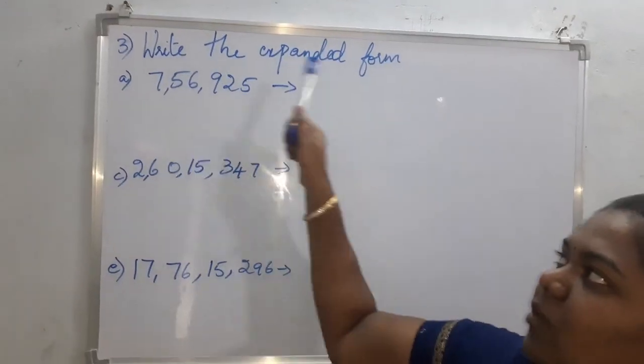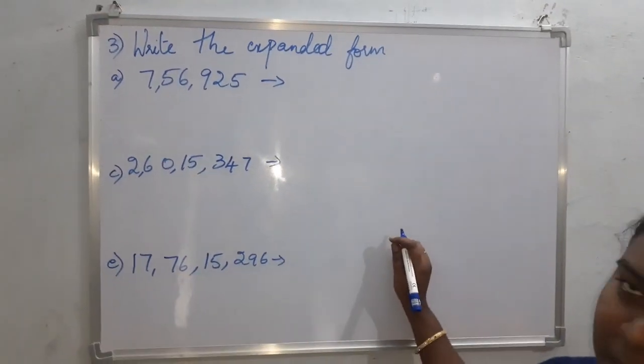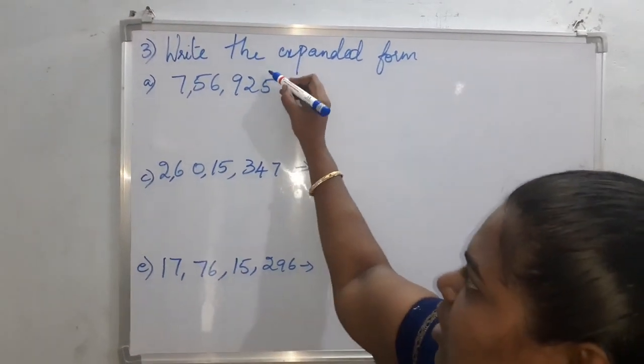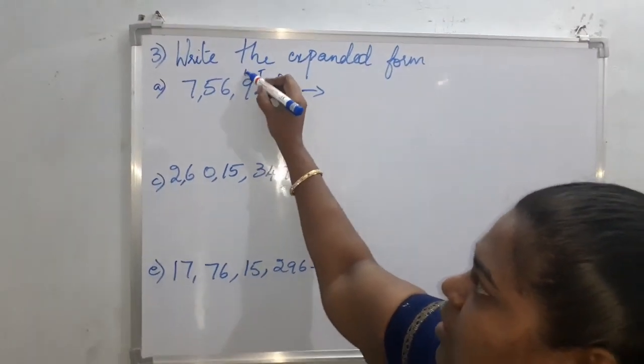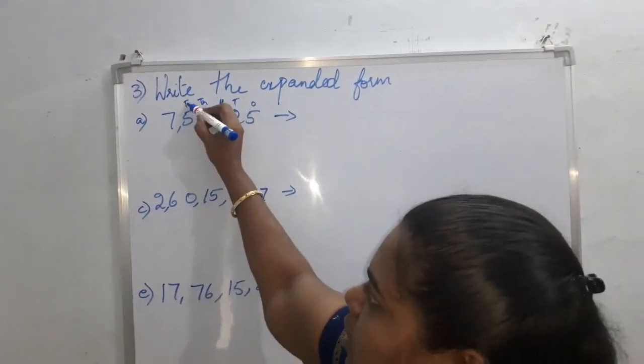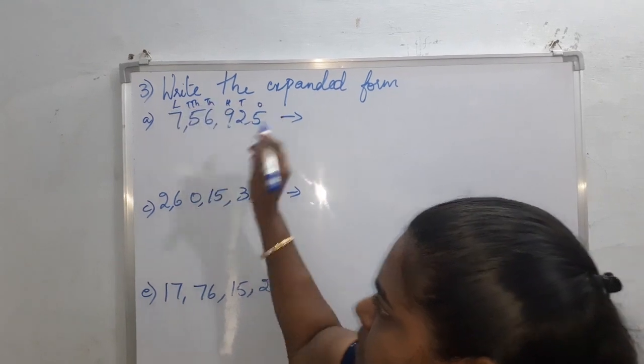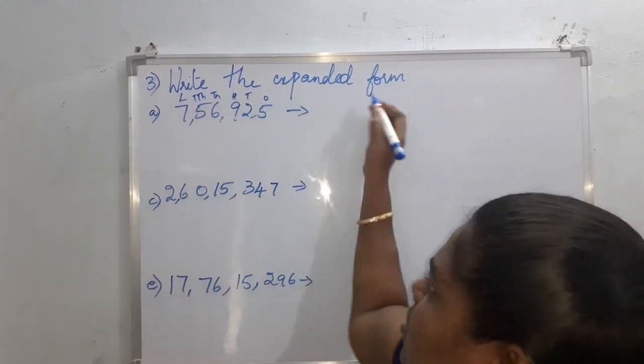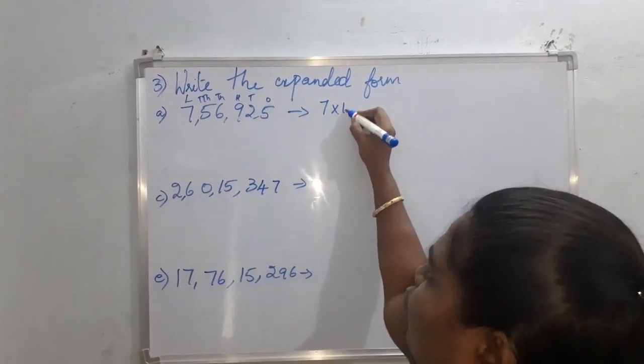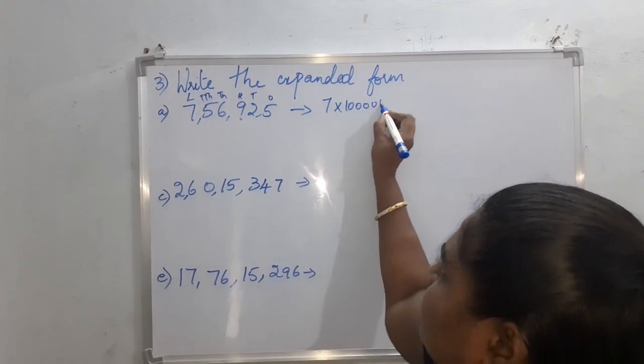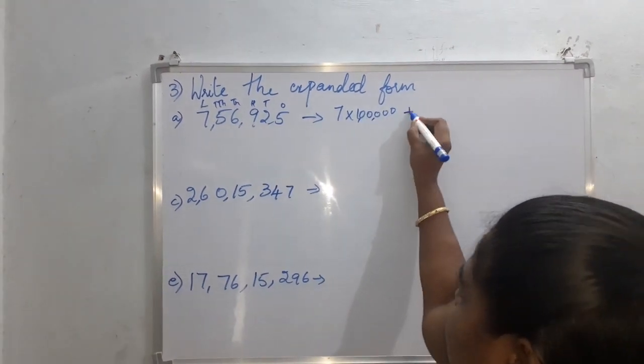Okay, now let us learn the expanded form. So write the place values again for this: ones, tens, hundreds, 1,000, 10,000, lakhs. 7 is in lakh place, so 7 into 1 lakh, plus.